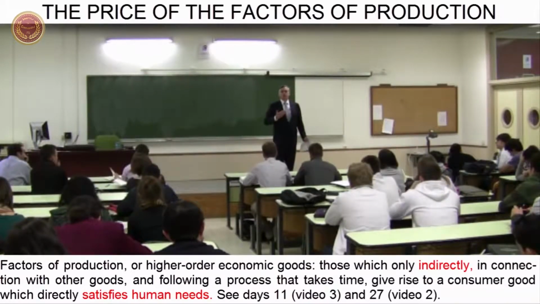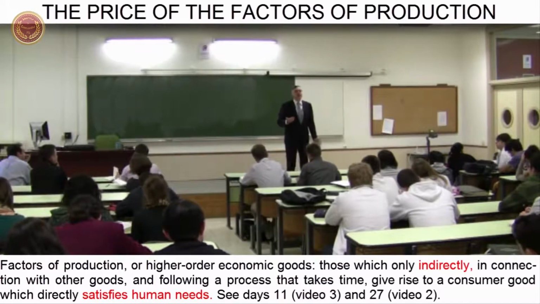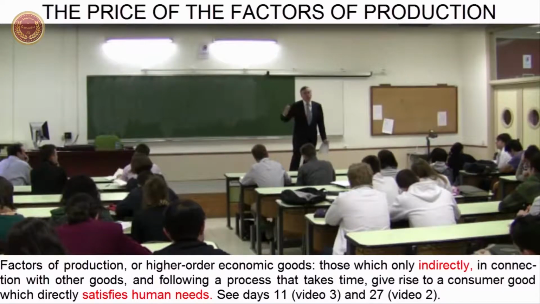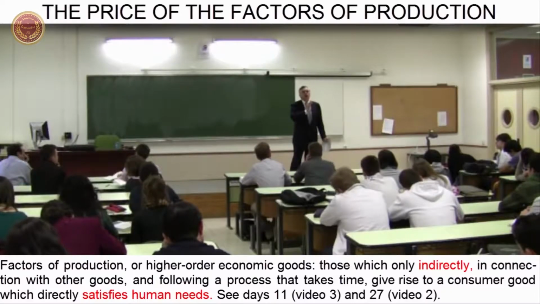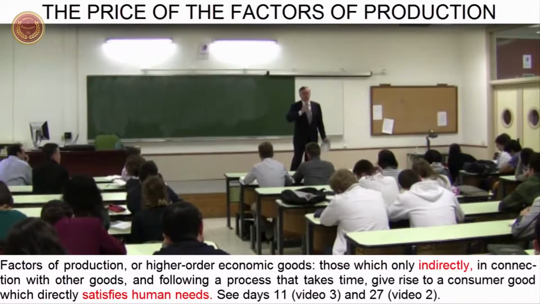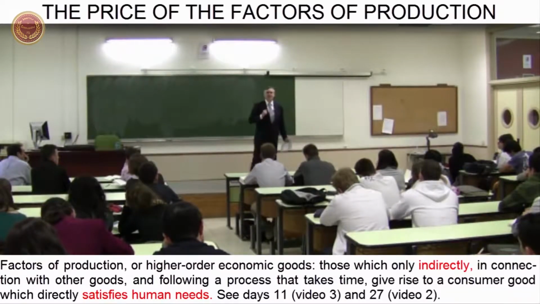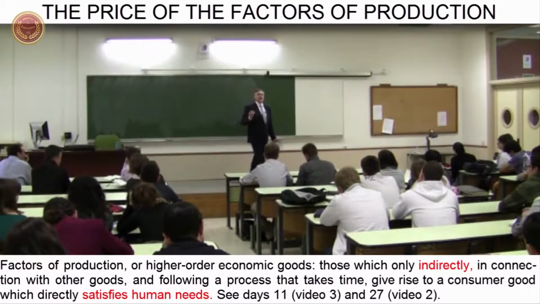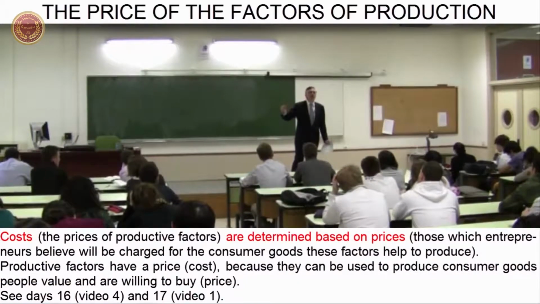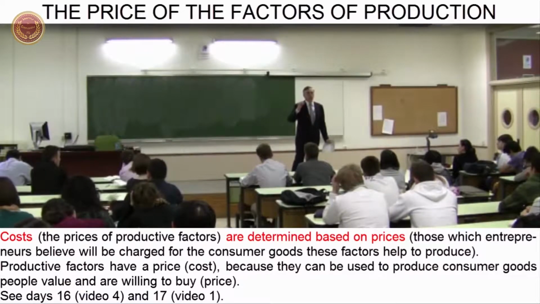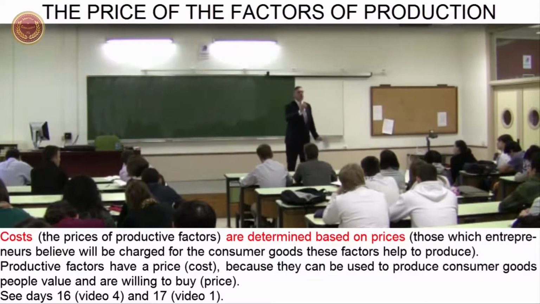Today, we will see how the price of productive factors is determined, that is, the price of those economic goods which are not found in the final stage of consumption, but in earlier stages. Productive factors do not directly satisfy human needs, but contribute, together with other goods, to the creation of consumer goods, throughout a production process which takes time. The essential idea is that it is the price of consumer goods which determines, indirectly and by a highly complex entrepreneurial process, the price of the factors of production.